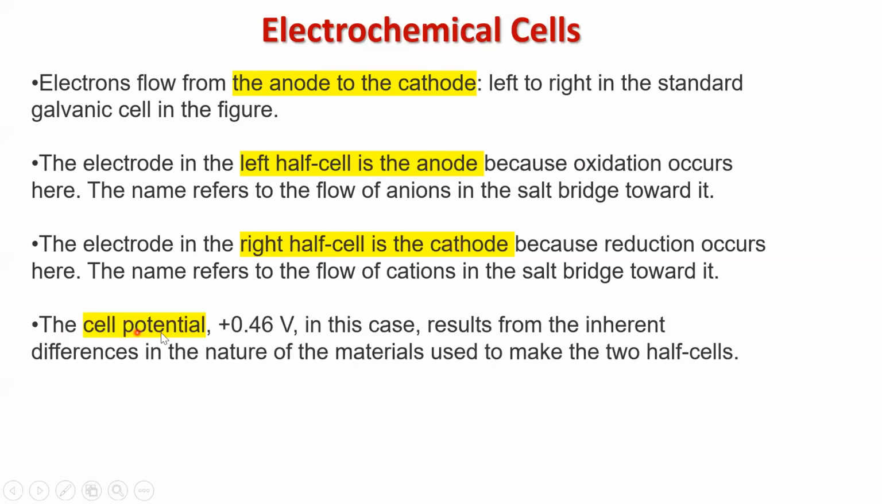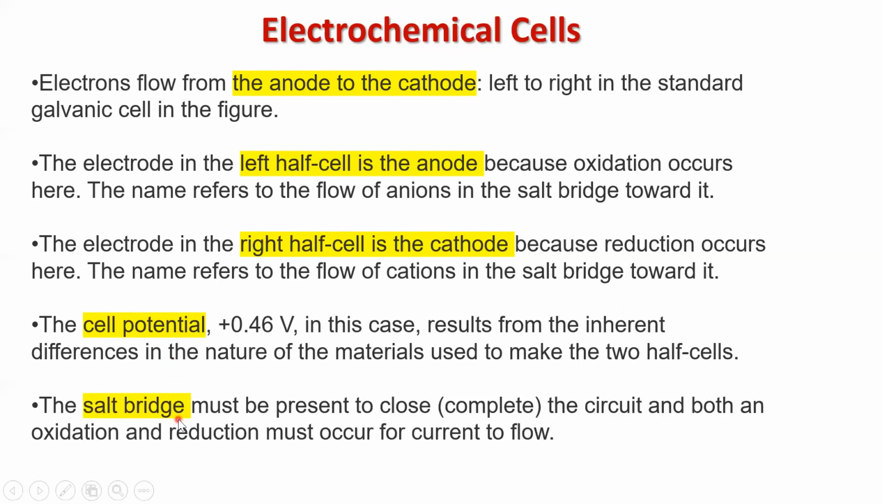Now, the cell potential, okay, can be read off of a voltmeter. Okay, it told us for this one it was 0.46. Okay, and it results from the fact that the two half reactions have different cell potentials. And the salt bridge is there just to keep everything neutral, to keep a closed, complete circuit, and allow the current of electrons to flow from the anode compartment to the cathode compartment.